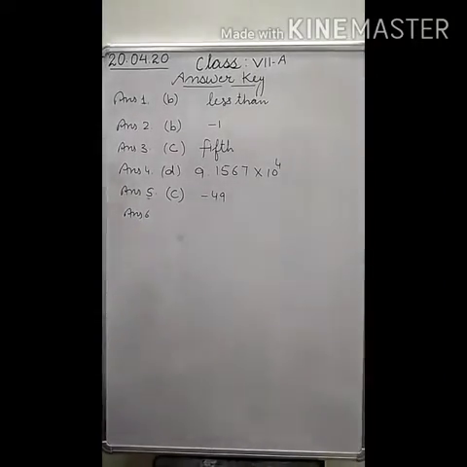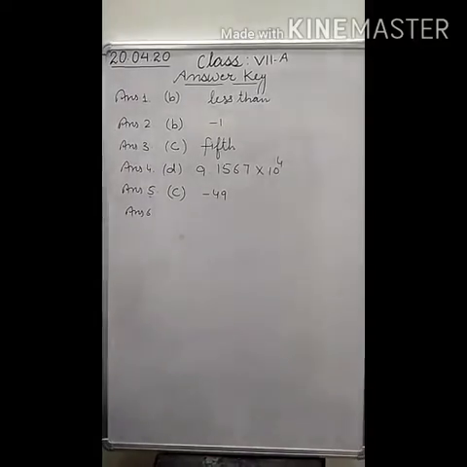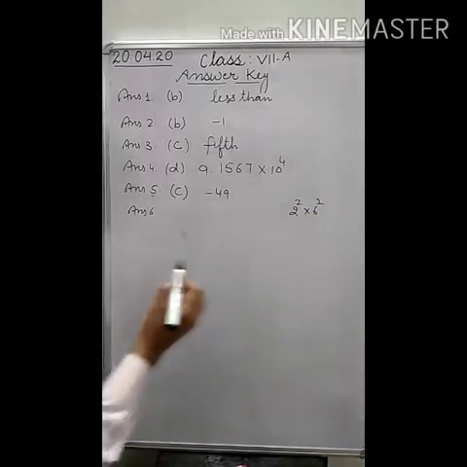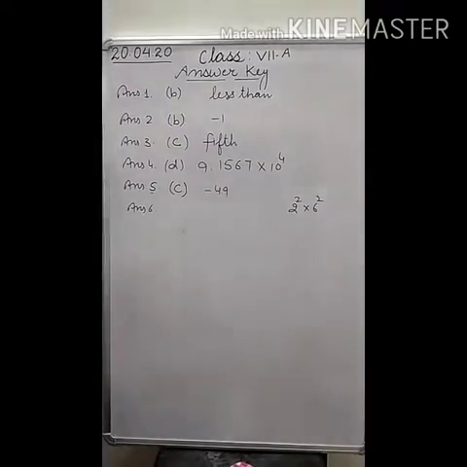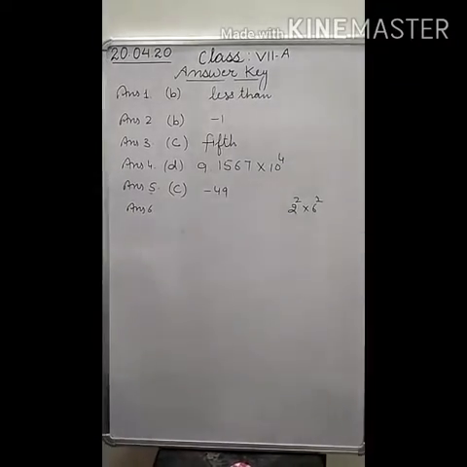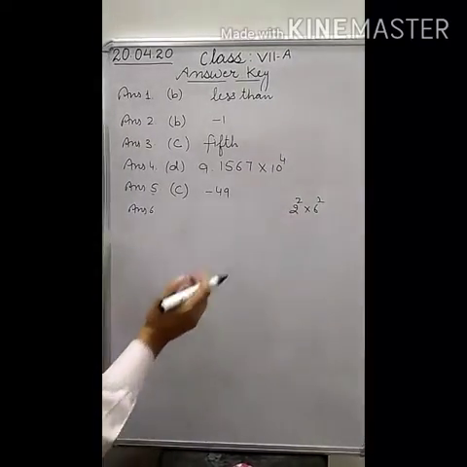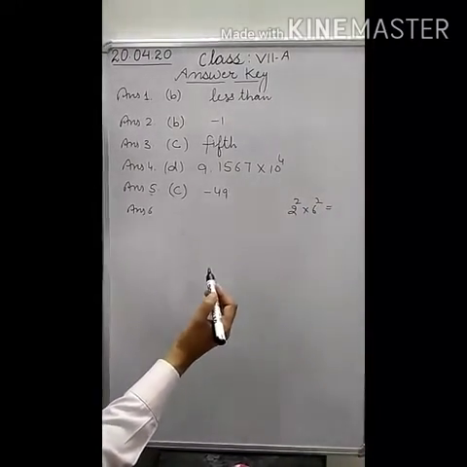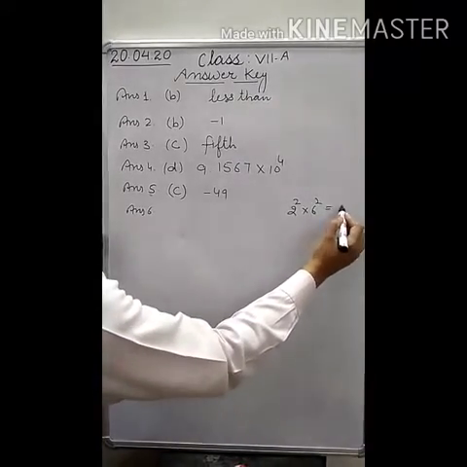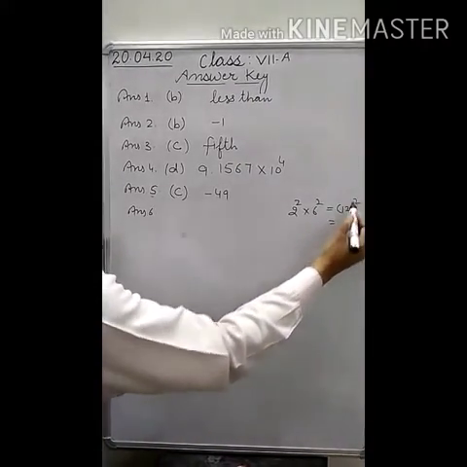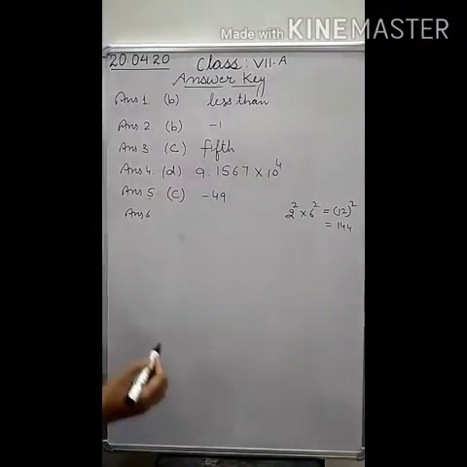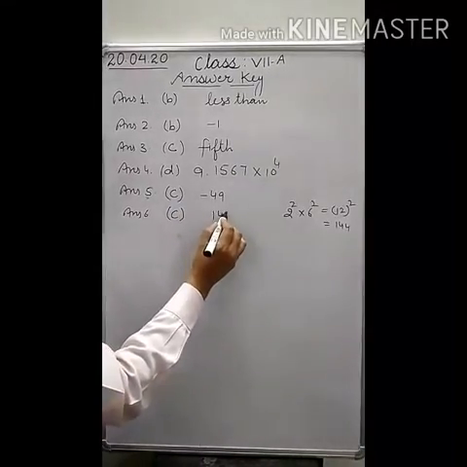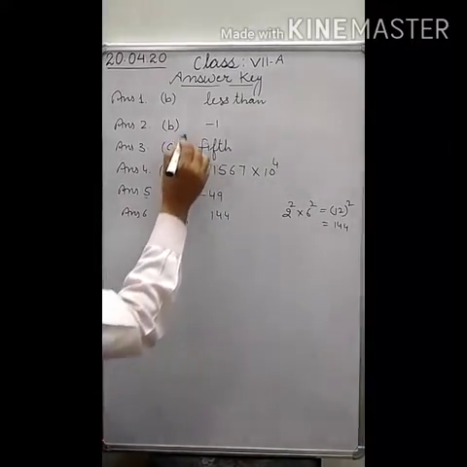Here in this, we have given 2 raised to the power 2 multiply 6 raised to the power 2. It is very easy, directly the law of exponents. Here the bases are different and the power is the same. So this can be written as 2 times 6, which is 12, raised to the power 2. And 12 raised to the power 2 is 144. So your answer will be C, and you can write here 144.